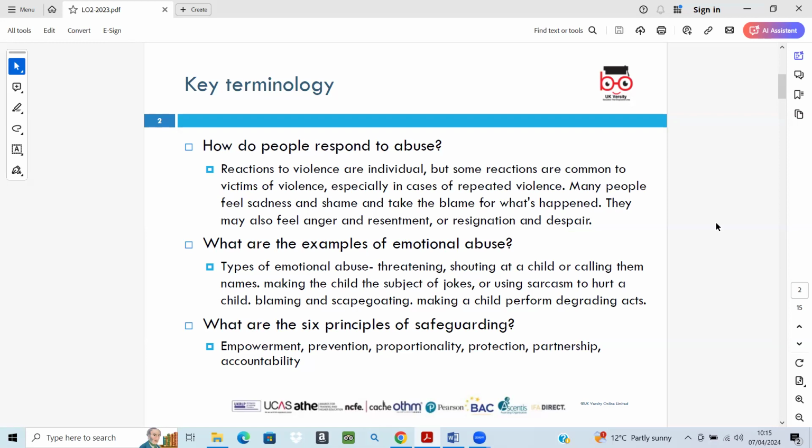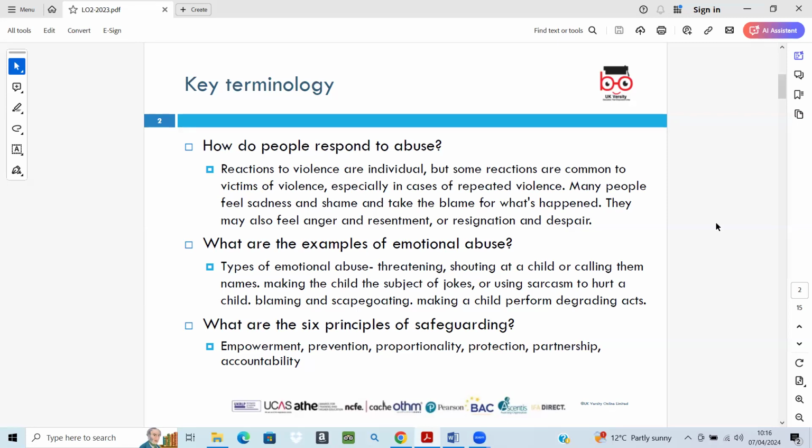They will make them isolated and things like that. And now they are asking us what the six principles of safeguarding are. The six principles are empowerment, prevention, proportionality, protection, partnership, and accountability. We learned about that individually in the last class. Now, for example, how does the principle of empowerment support safeguarding?